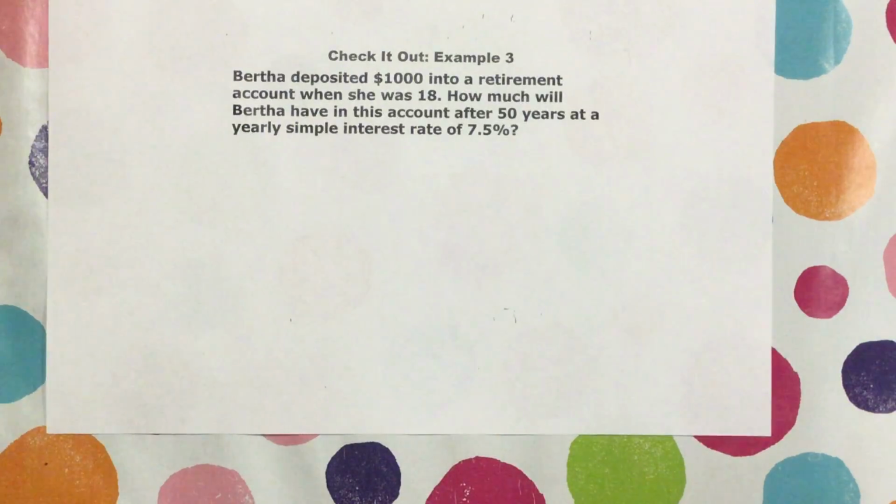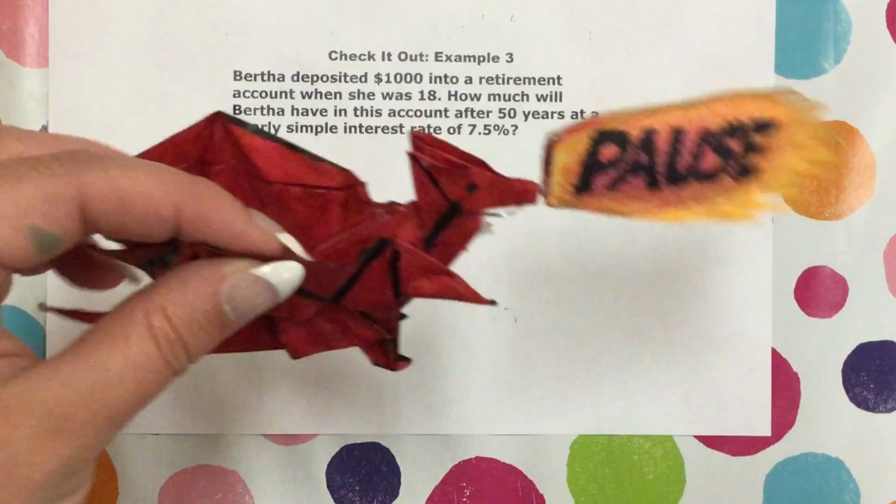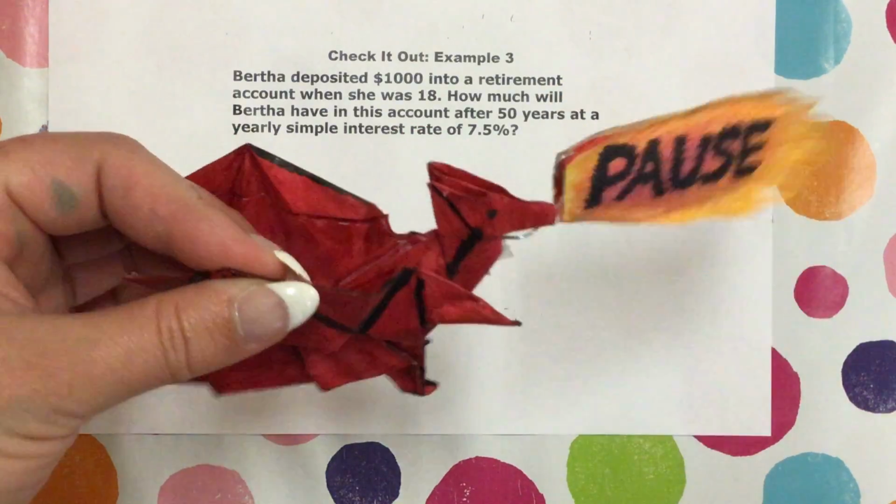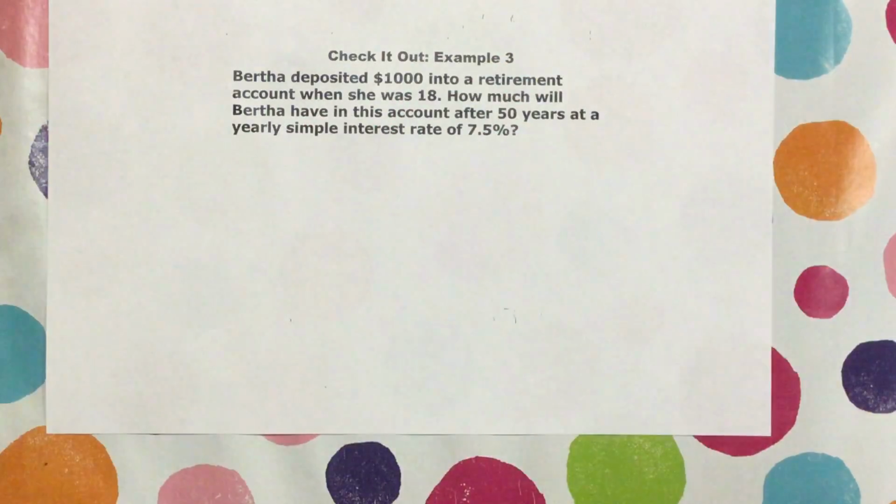All right, where's my friend? Oh, there's a pause dragon. Remind you that you need to pause your device. When you get done with Check It Out Example 3, press play, and we will see how you did. All right, see you in a bit.